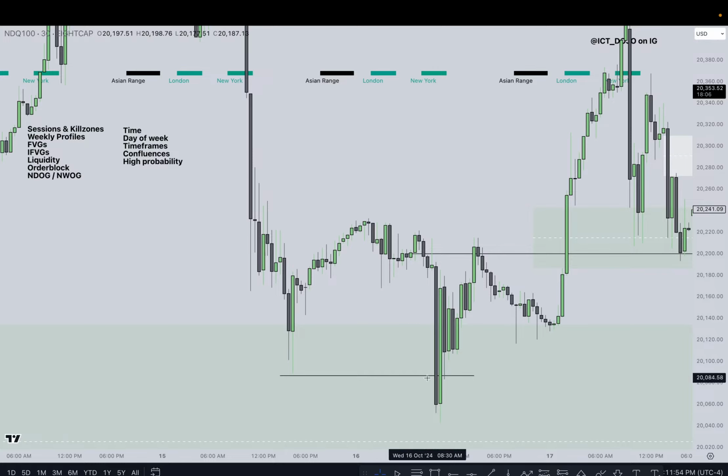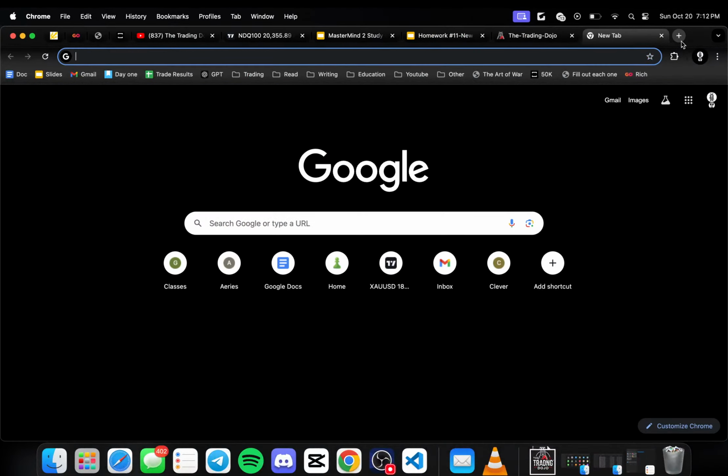We're actually going to look at this right here, which is perfect because this is a New York session, right? And as soon as we start trading this New York session, this is a Wednesday, October 16. Let's go on Forex Factory.